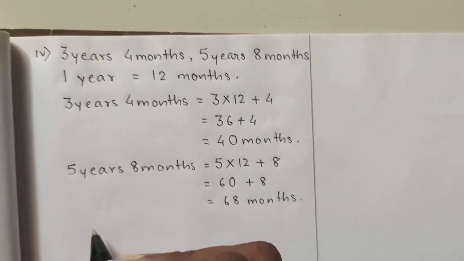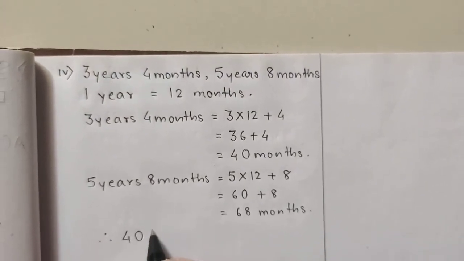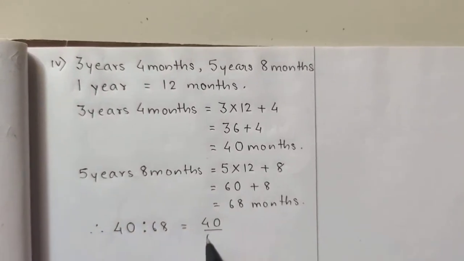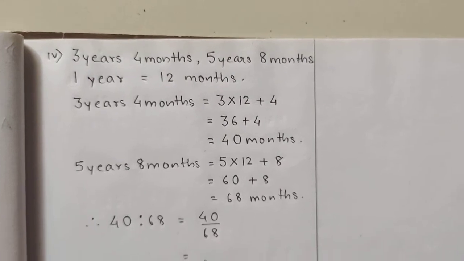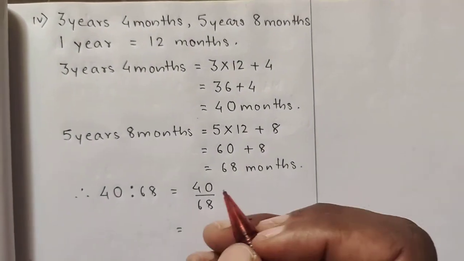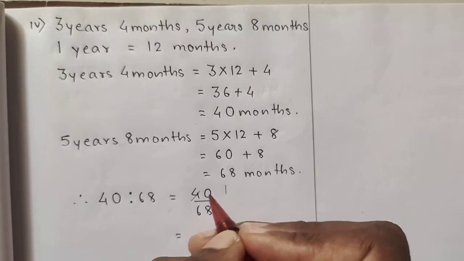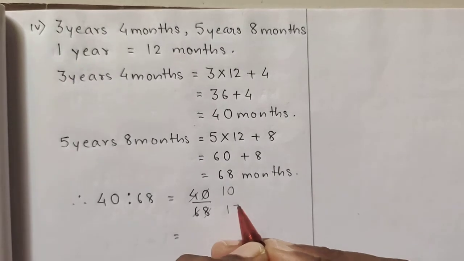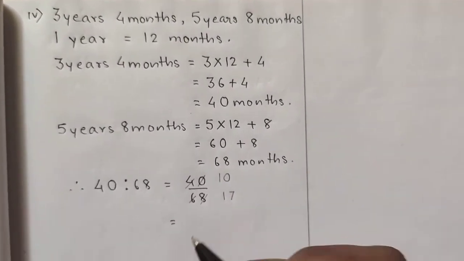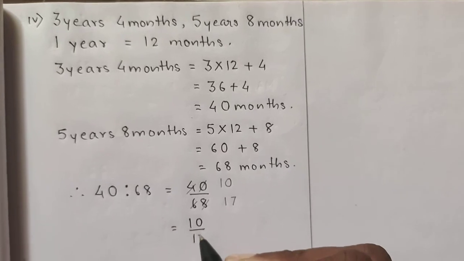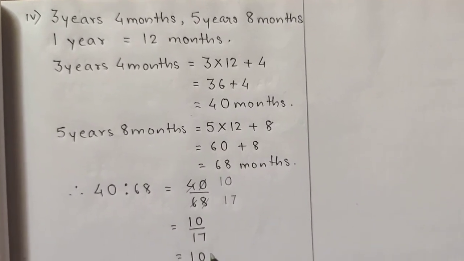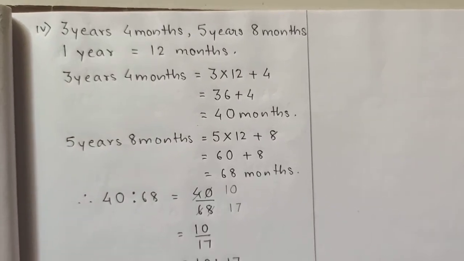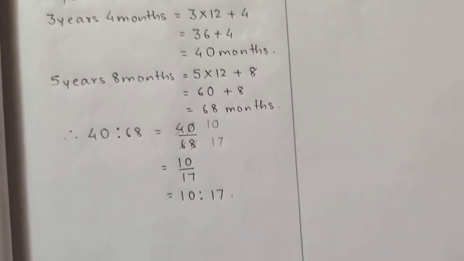Now let us find out the ratio. Therefore you can easily find out 40 is to 68. So this is 40 upon 68, and if you want to do the cancellation you can do it by 4. 4 1s are 4, 4 10s are 40, 4 1s are 4, so 2 is remaining, 4 7s are 28. So in this case you are getting 10 upon 17. So you can write your answer as 10 is to 17. Okay, so this is your question number 4.